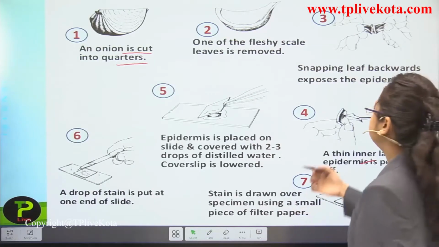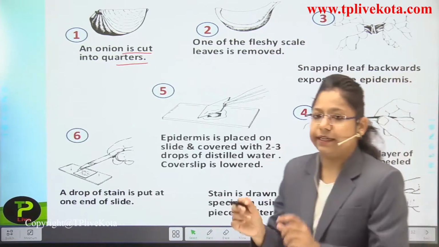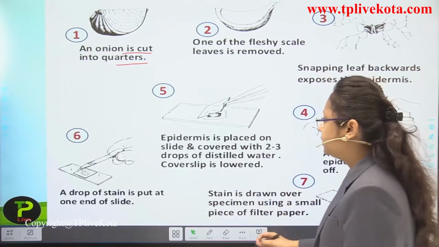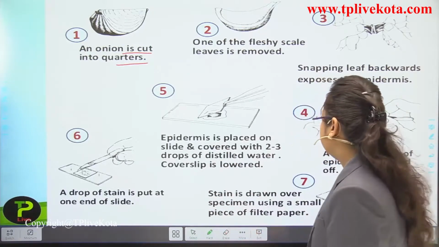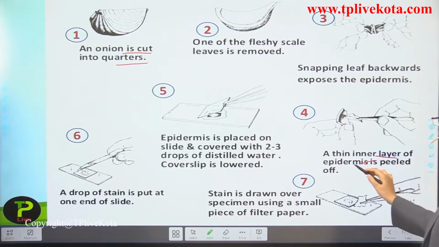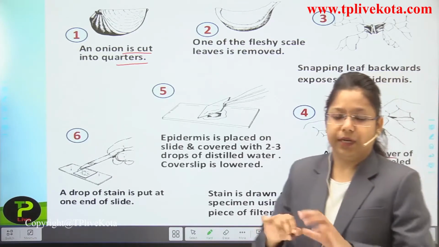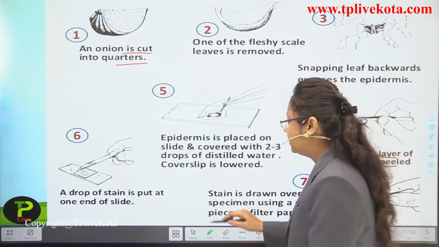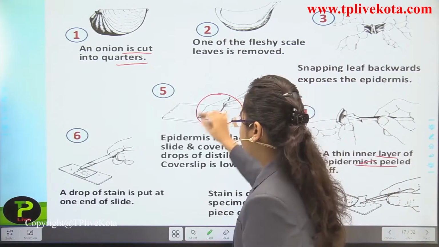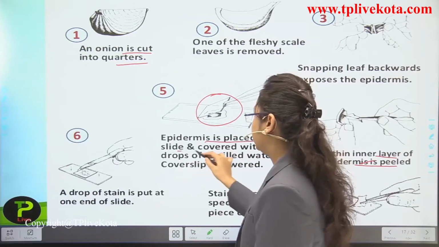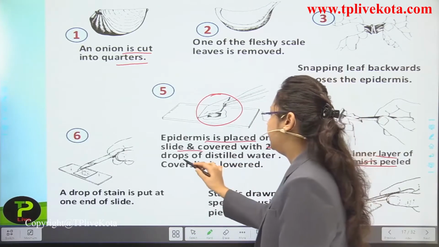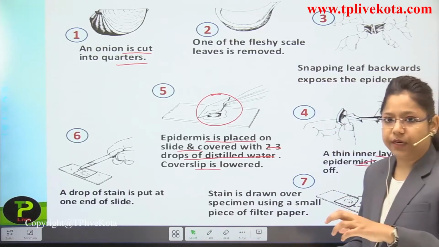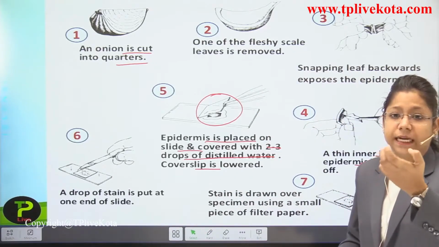And in the next step, we are taking the transparent material out of it with the help of forceps. Now we are taking this inner layer of the epidermis. It is peeled off from the onion part. Now we have to put this on the slide. The epidermis is placed on the slide, covered with 2 to 3 drops of distilled water. Now the cover slip is lowered over it, meaning it is put gently over it.